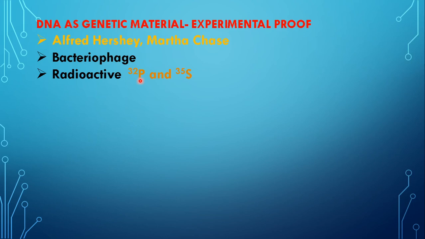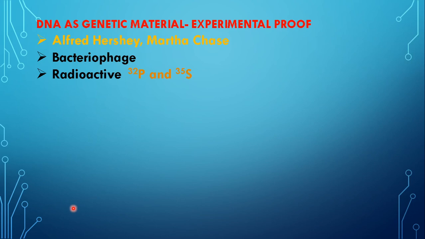The first step was preparing the bacteriophage. Two types of bacteriophages were prepared. One was with radio-labeled phosphorus, the other with radio-labeled sulfur. That means they allowed the bacteriophage to grow in two batches. In one batch, radio-labeled phosphorus was provided. In the other batch, radio-labeled sulfur was provided.